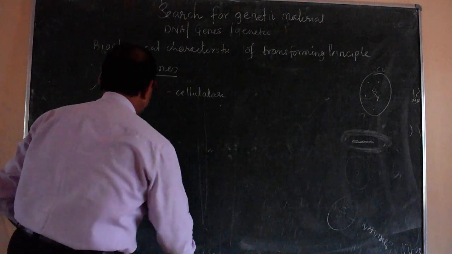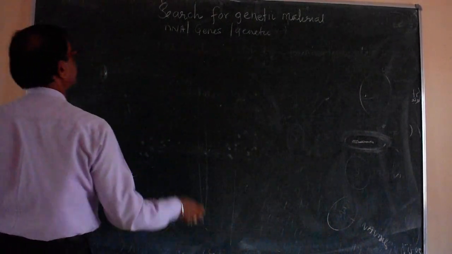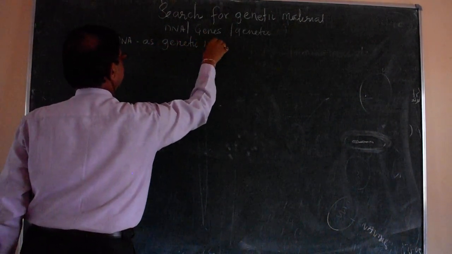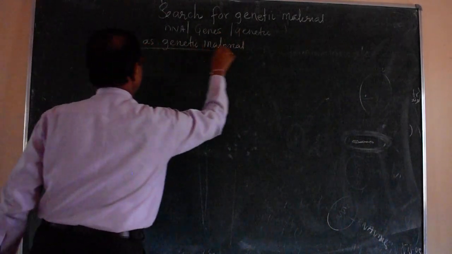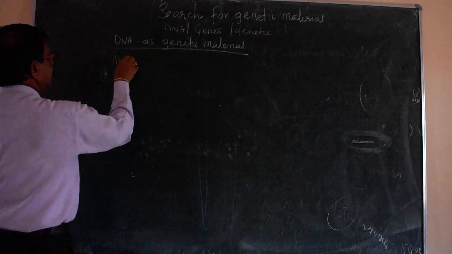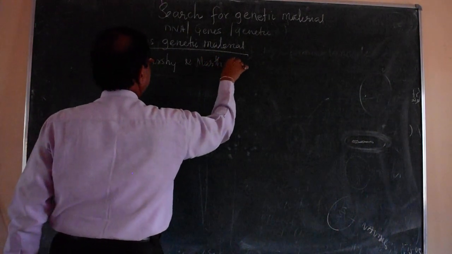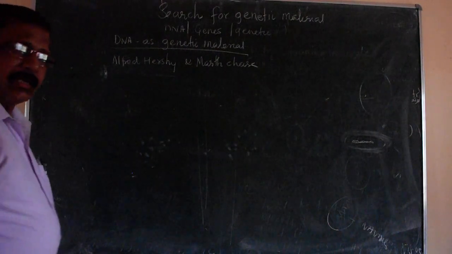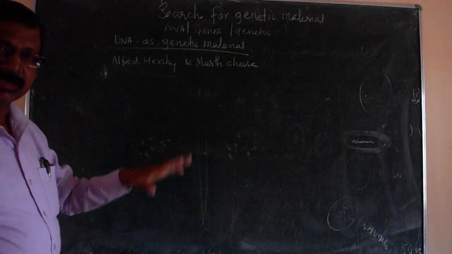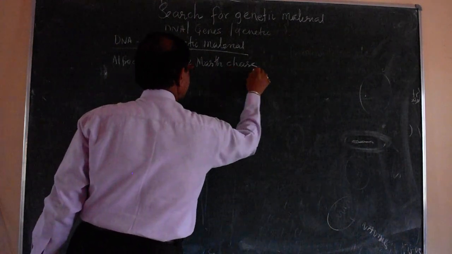The first one is DNA as genetic material. DNA as a genetic material was first proposed by Alfred Hershey and Martha Chase. Listen, generally it is called the Hershey and Chase experiment.